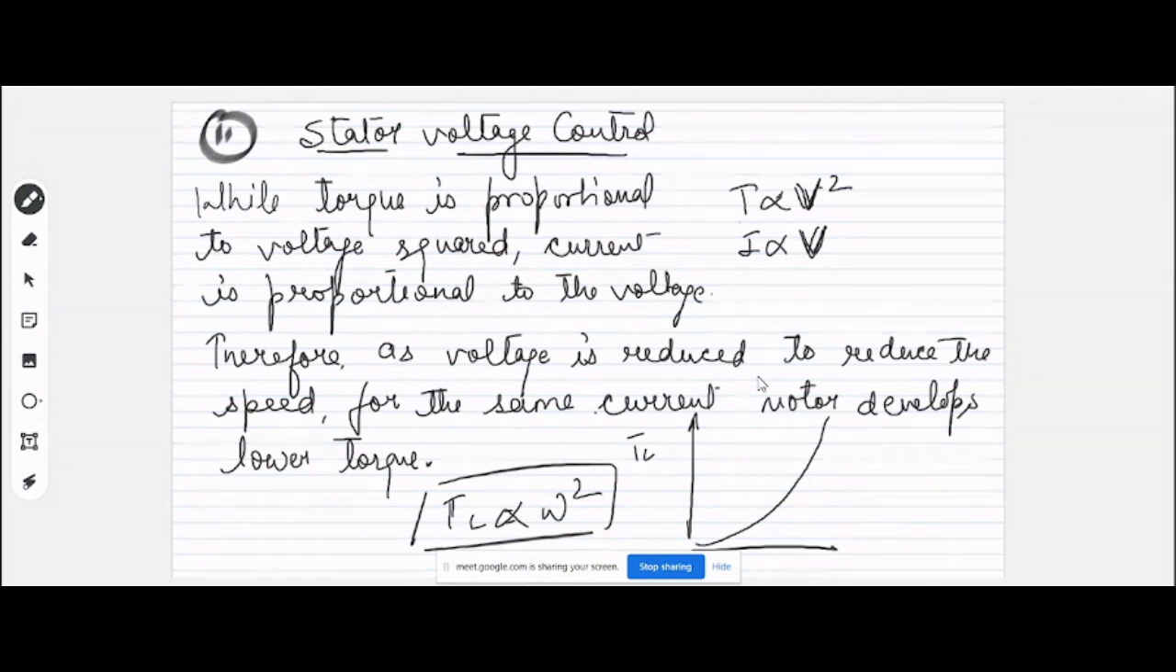So what happens is this speed control method is suitable only for those applications where, with the decrement in the speed, the load torque demand also decreases, right? And such a profile is found for fan and pump drives. That's why this stator voltage control is mainly applied to fan and pump drives, where the torque demand also reduces with the speed, right?